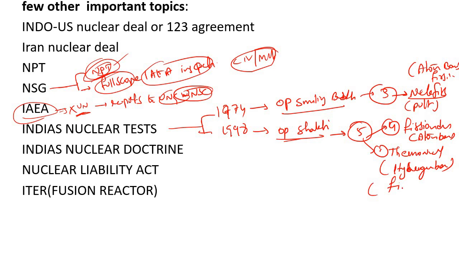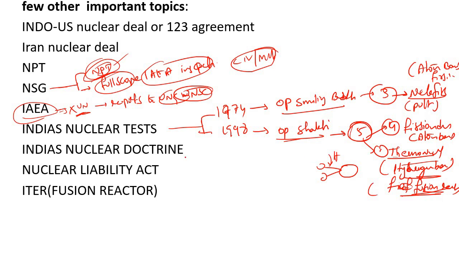Means in this fusion reaction, fusion reaction is used. Thermonuclear, as I told now, in fusion heavy energy or externally we need to supply energy so that then only two smaller nuclei will combine to form a bigger one. In this one external heat is supplied, so that's why they are called thermonuclear reactors. So that is why fusion, thermonuclear energy and thermonuclear bombs, hydrogen bombs. So out of 5 in Operation Shakti, 4 are fission and 1 is a thermonuclear bomb.